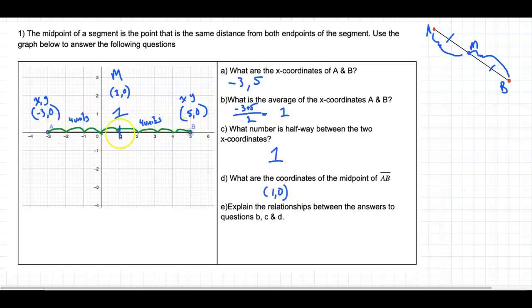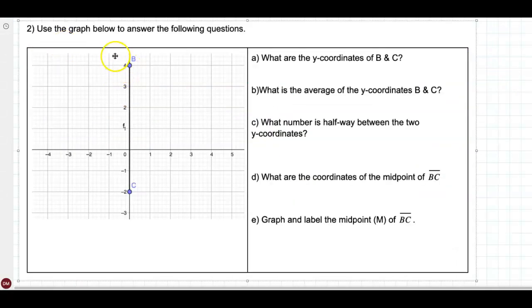That's pretty simple. With the horizontal lines, we just look at the x values and take the average of those endpoints. Okay, pretty simple. There's no middle for the y coordinates because it's just staying on that 0 line, right? Okay, so now we have a vertical line. So let's find out what the midpoint is here.